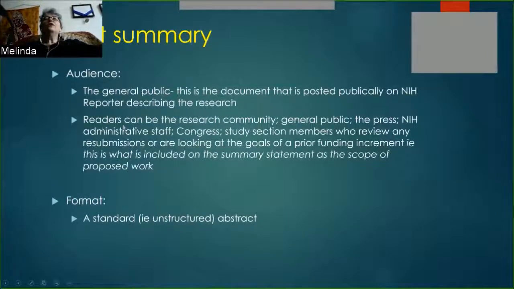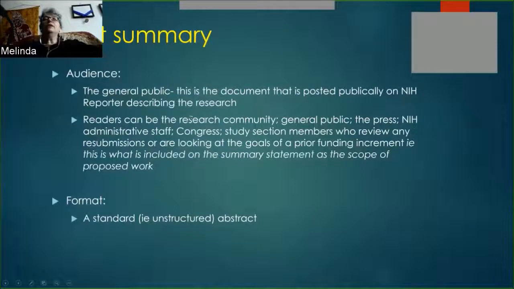And while the readers can be the research community, as in the last lecture when I talked about how to communicate with the NIH, I suggested you go to NIH Reporter and look for who's funding your research. The project summaries are the sorts of things that you see in NIH Reporter, where you're seeing other people's project summaries. It's also the general public. Very often it's the press. Sometimes it's NIH administrative staff.